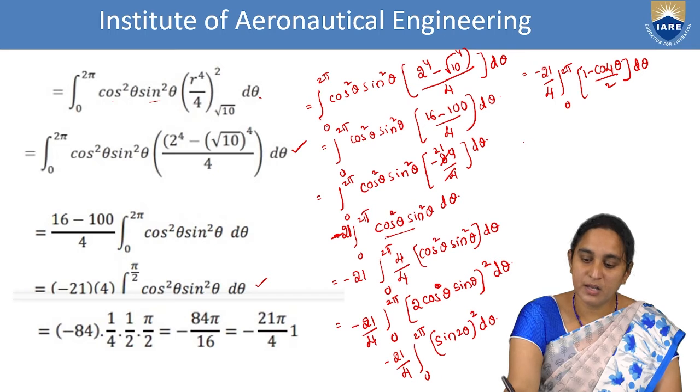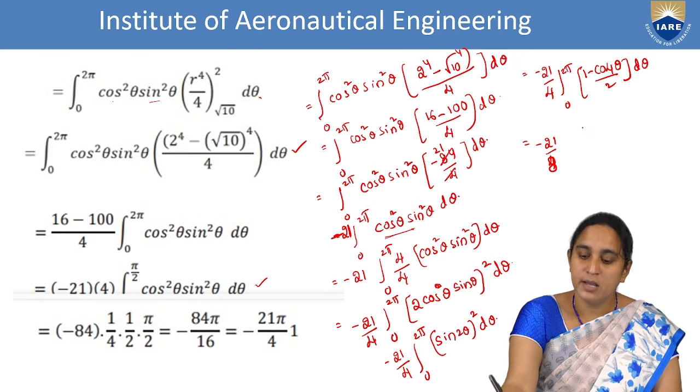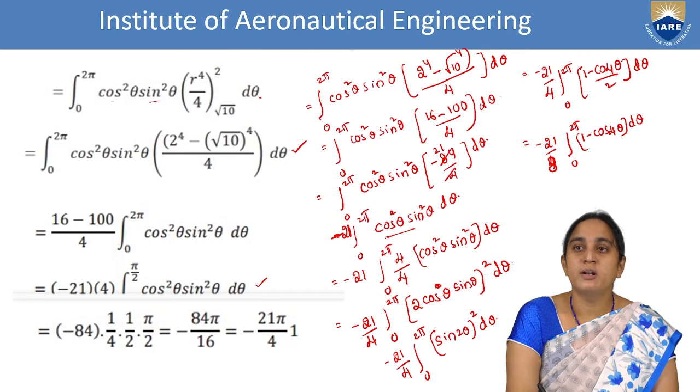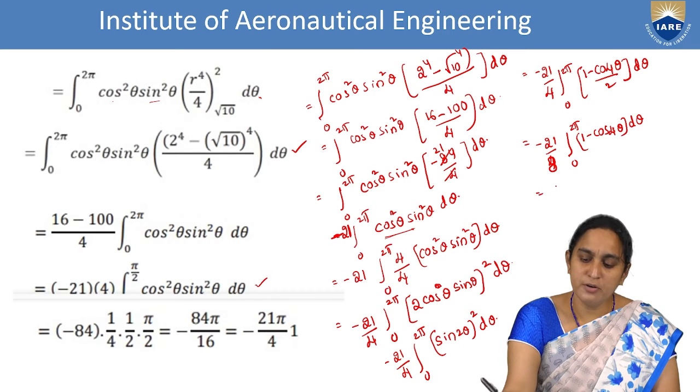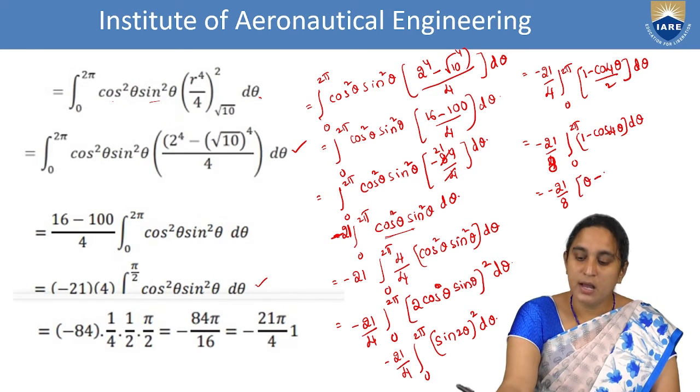Okay, from that, minus 21 by 4 into, I'll take 2 outside, 2 into 4 as 8, integral 0 to 2 pi of (1 minus cos 4 theta) d theta. Now from that, minus 21 by 8, the integration of 1 with respect to theta is theta, and the integration of cos 4 theta is sin 4 theta by 4.